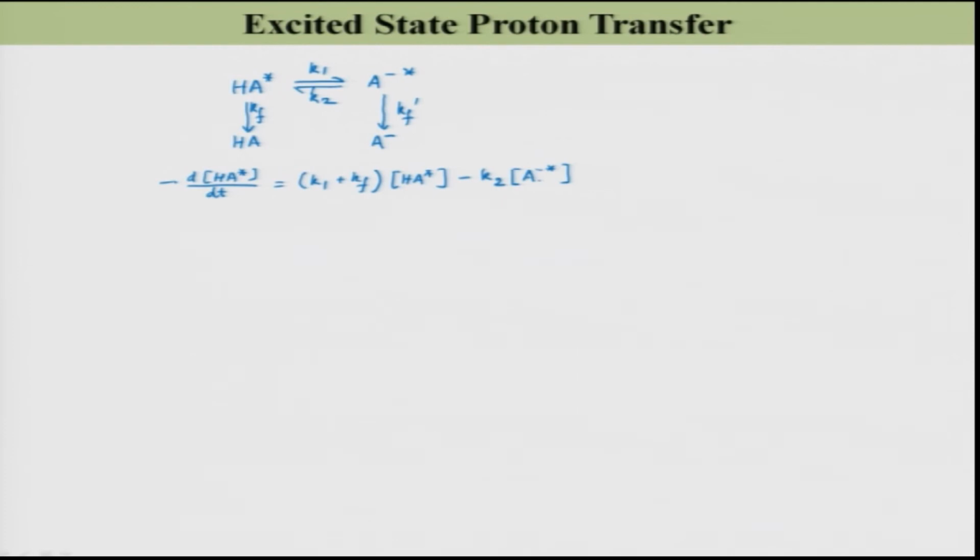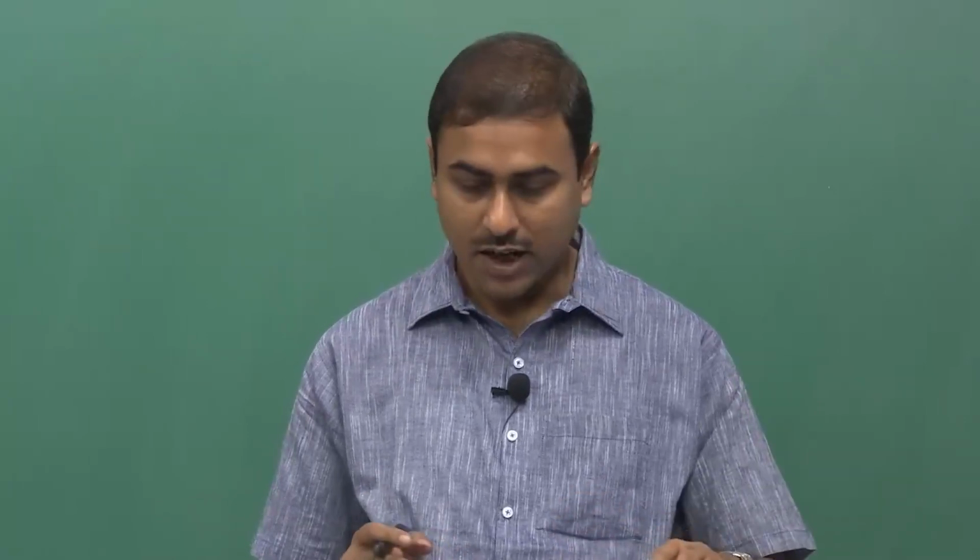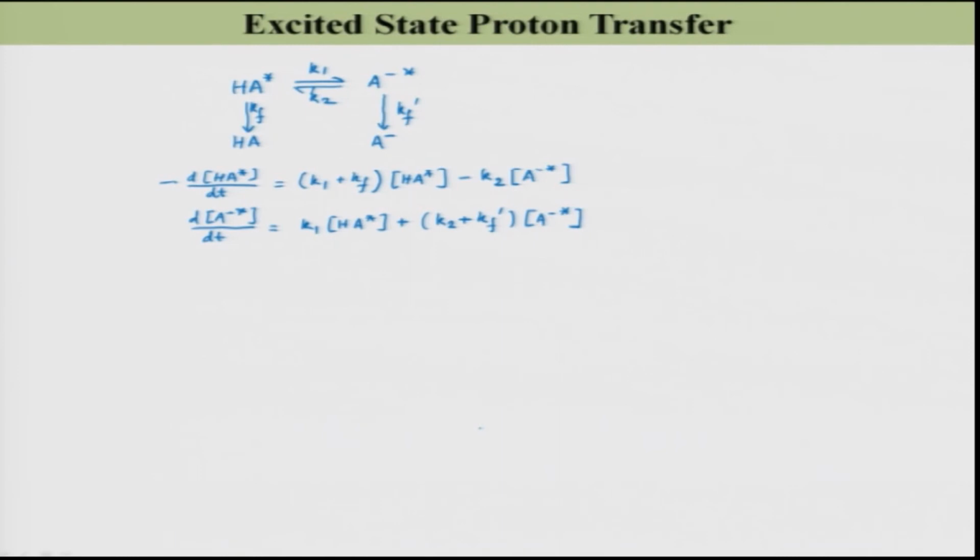So, A minus star, and I have d A minus star dt is equal to k 1 HA star minus k 2 plus k f prime into A minus star. Right. Similarly, what we have done for this irreversible case, I can also do for the reversible case, and ultimately this solution will be much more difficult than the previous one, and it is out of scope for me to solve in this lecture, but I would like to show you the result.